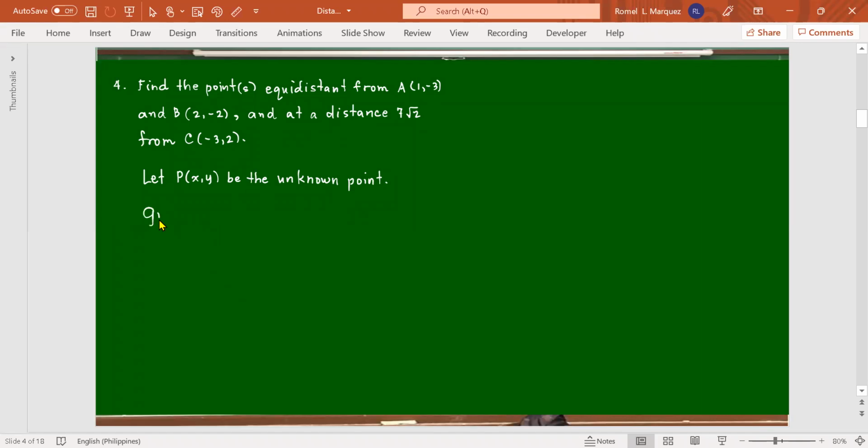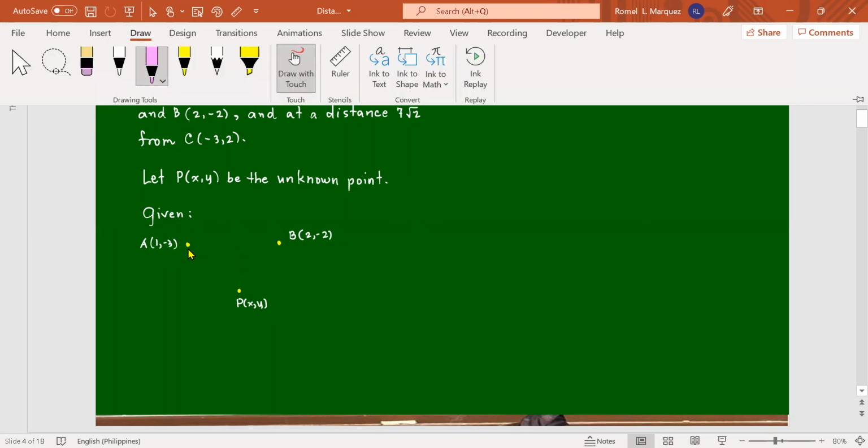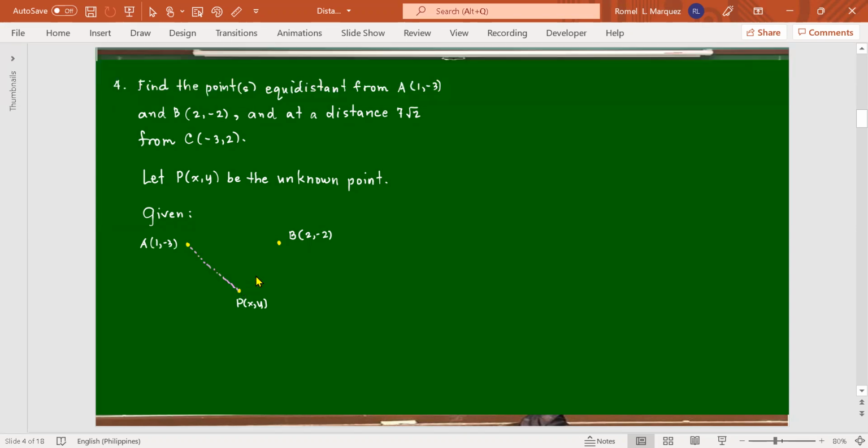So let us illustrate the problem arbitrarily. We have point A and point B. Then there is a point. So let's say this is the point. Let's call it P, the unknown point. That is XY. This is point B, 2, -2. And then this is point A, 1, -3. Okay? How far is A from P or P from A? That is equal to what? To its distance from B, no? That P. Am I correct, children?